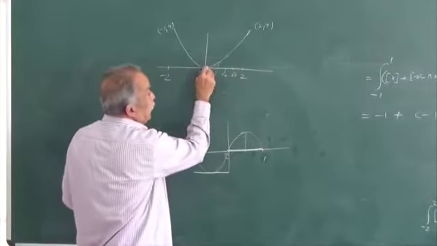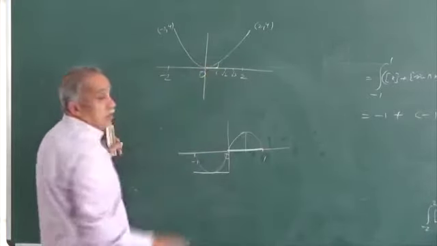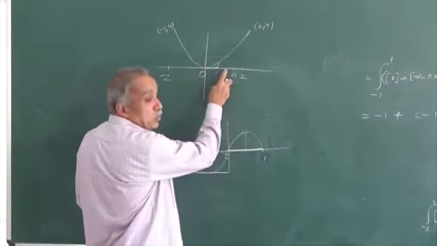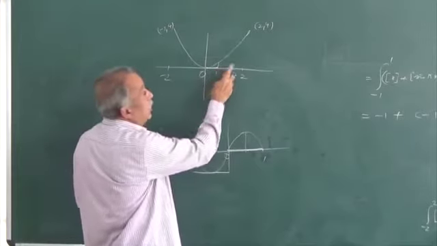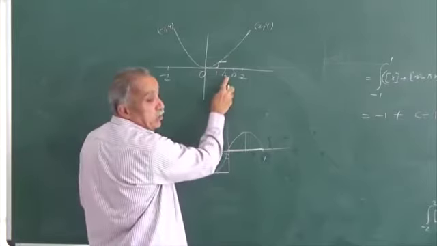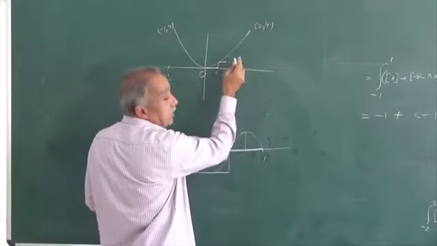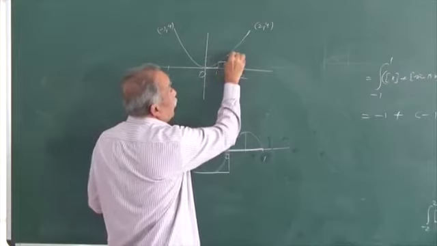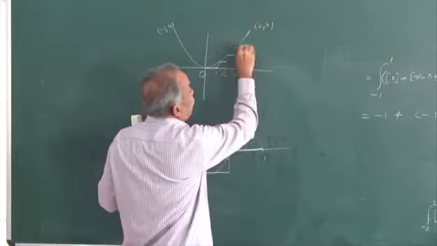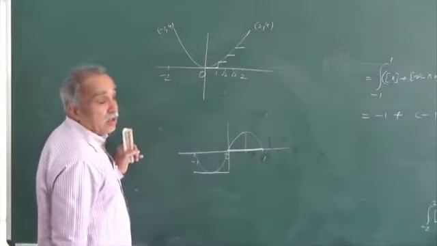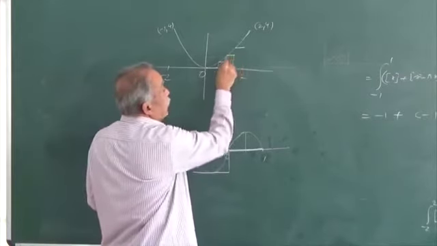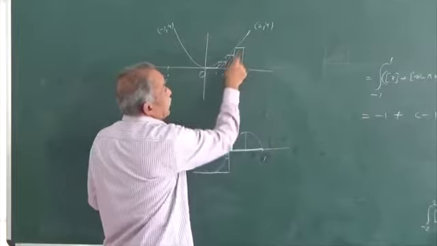For x between 0 and 1, x square is between 0 and 1, so the integer part is 0. For x between 1 and root 2, x square will be between 1 and 2, so the integer part will be 1. For x between root 2 and root 3, the square will be between 2 and 3, therefore the integer part will be 2. And for the remaining points, the integer part will be 3. So, the value of the integral from 0 to 2 will be the sum of the areas of these 3 rectangles.